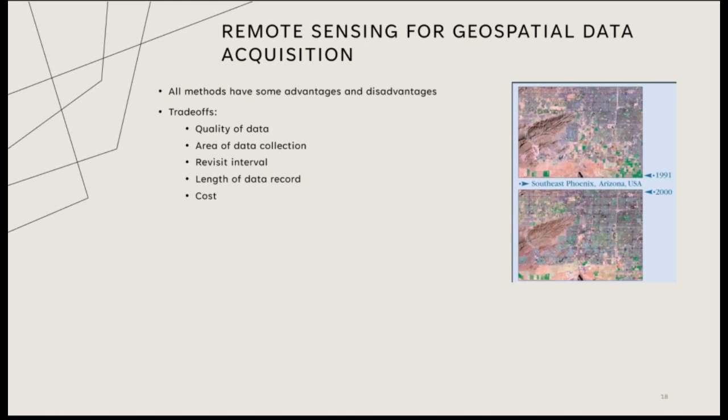Systems of satellites have been around 40 years. They might not have the highest quality, but you can look at those changes over those 40 years, which is pretty important and may help solve the problem at hand. And then, of course, there's cost.